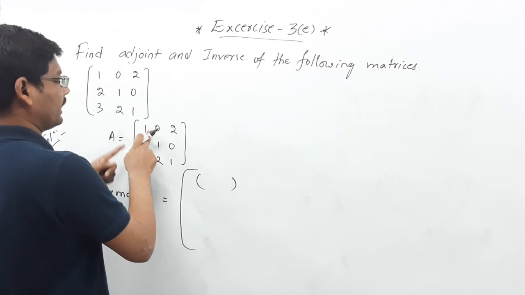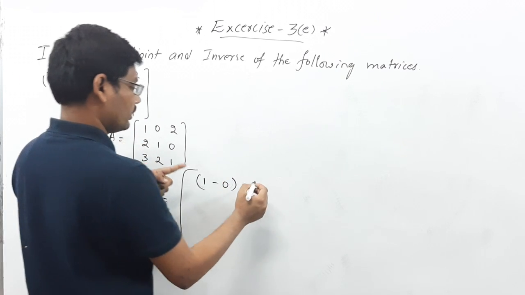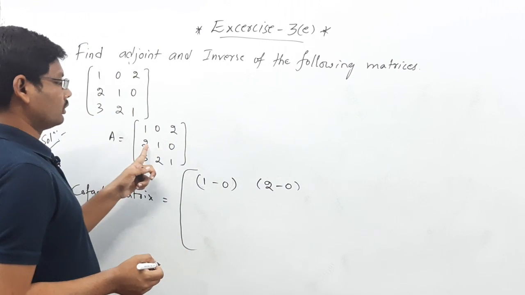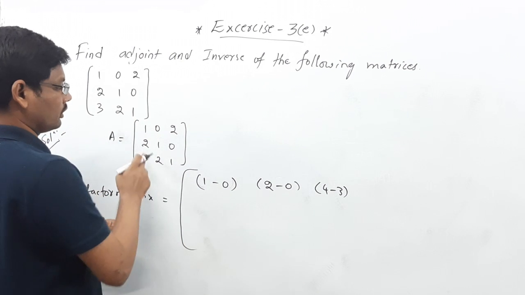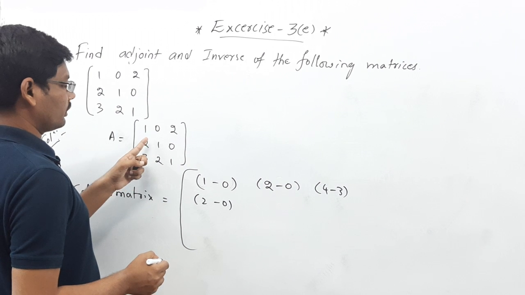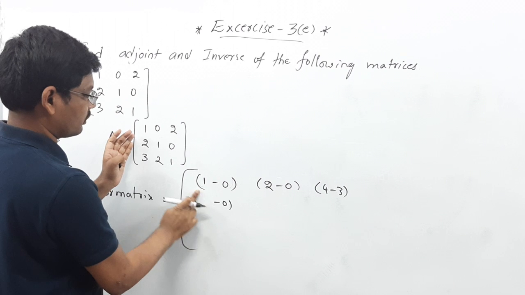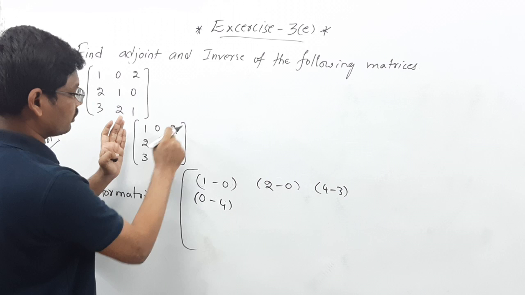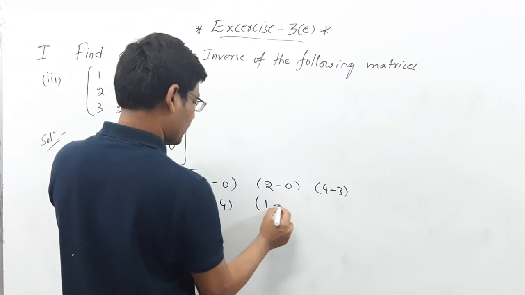Here for 1 we are finding the cofactor: 1 into 1 minus 0 into 1 minus 0, and for 0, 2 into 1 minus 0 into 2 minus 0, and for 2, 4 minus 3. This is 4 minus 3, and for 0, 2 minus 0, 2 minus 0, and for 1, I am taking 0 minus 4. If you eliminate this row and this column, 0 into 1 is 0, 2 into 2 is 4, and for 1, 1 minus 6.